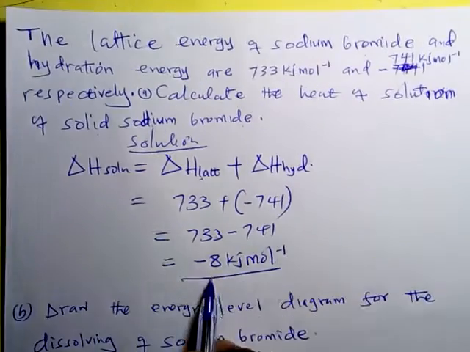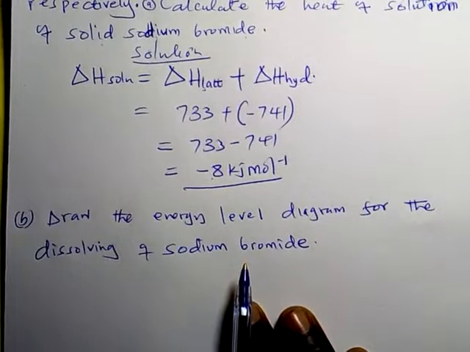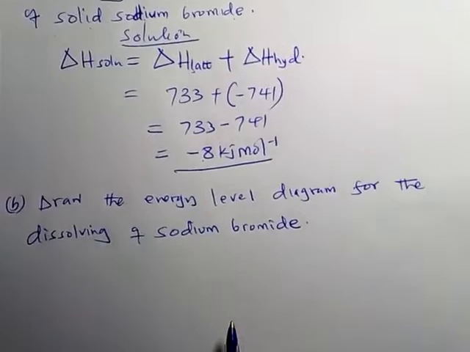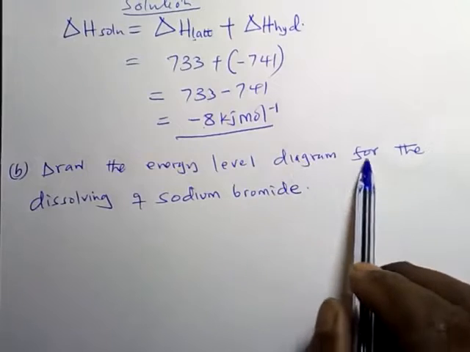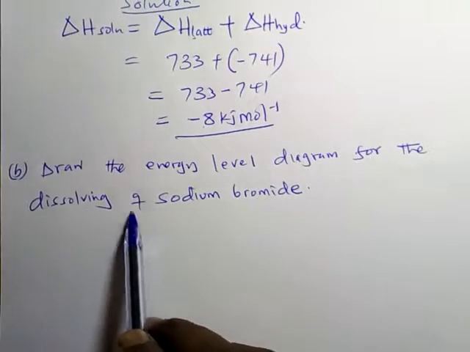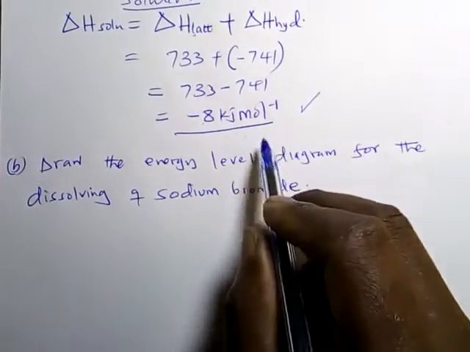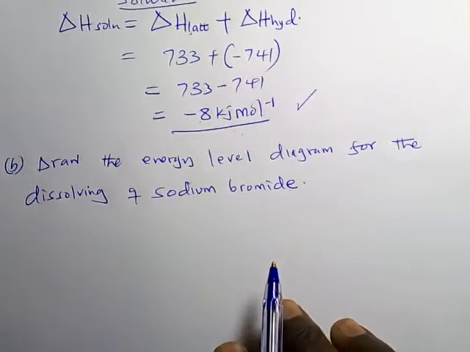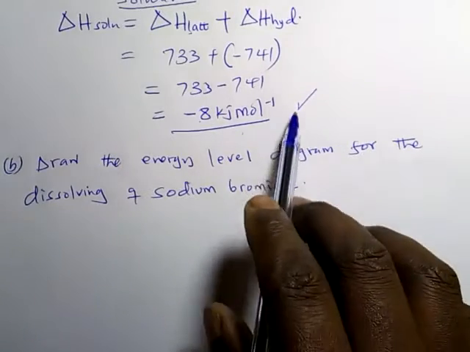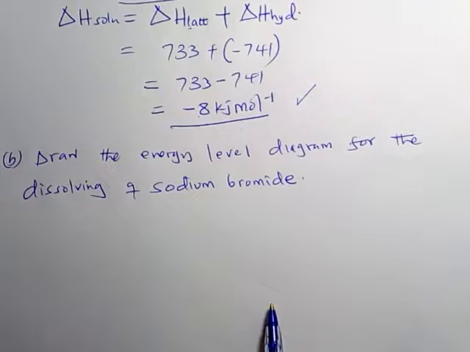Now the overall reaction is exothermic, and we know what an exothermic energy level diagram looks like. The next question, B, is to draw the energy level diagram for the dissolving of sodium bromide. This is very important. We have already established that the overall energy change of dissolving sodium bromide in water is negative 8. So the reaction is exothermic. Let us see how you are going to draw the energy level diagram.